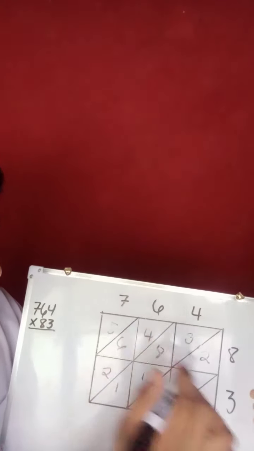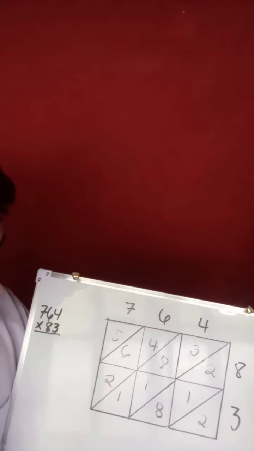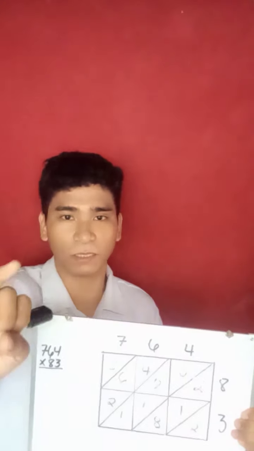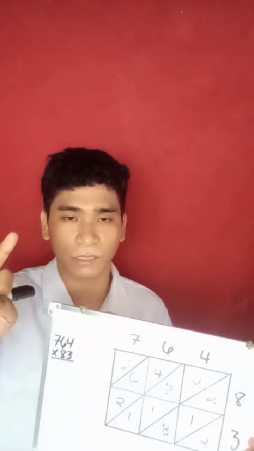Let's move to the number 3. Okay, so 3 times 4. Let's count: 4, 8, 12. So the answer is 12. So you can write here 12, 1 and then 2.